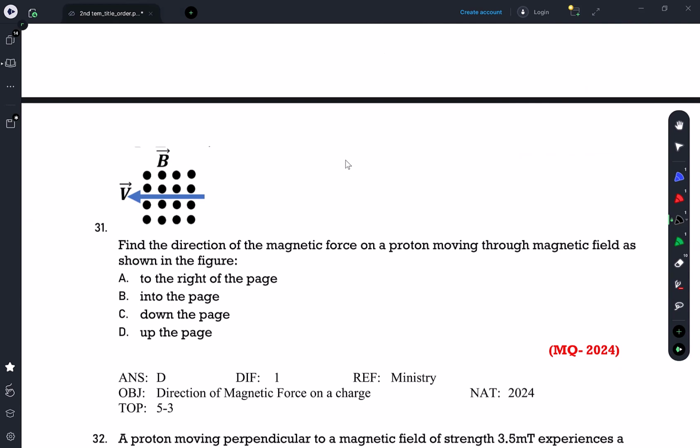Question number 24: find the direction of the magnetic force on a proton moving through a magnet as shown in the figure. So it's a proton, so you're going to use the right-hand rule. The magnetic field is a dot, which is out of the page. Your forefinger must point out of the page, and then make your thumb point to the left of the page. Forefinger out of the page, thumb is left of the page, palm is going to face up the page. So this is the answer for this question.